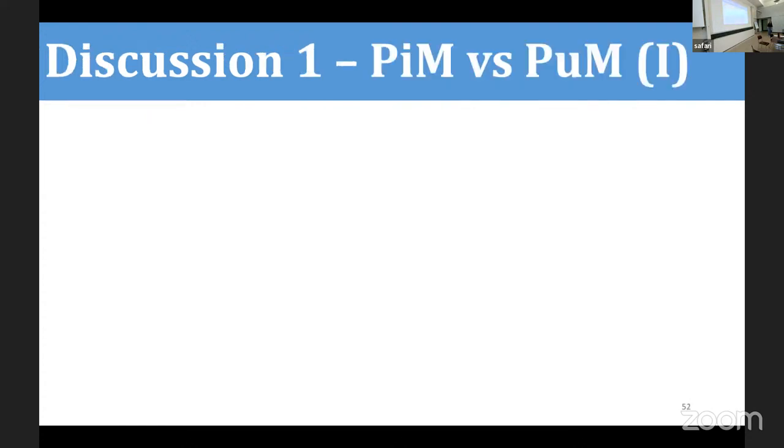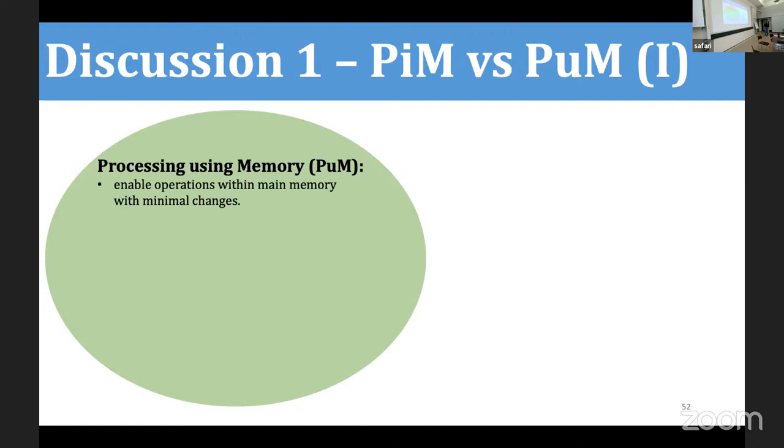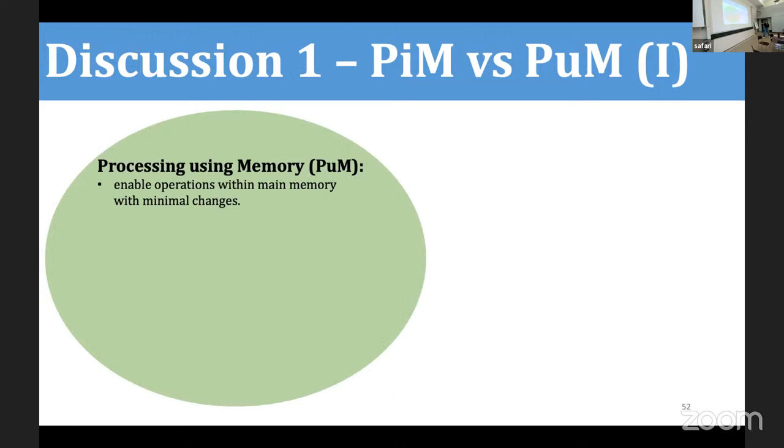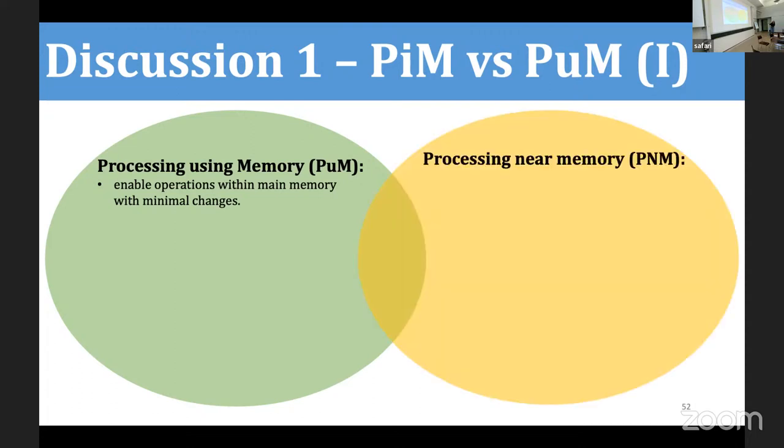So let's start with this first discussion point, PIM versus PuM. And this is because I was getting a little bit confused at a certain point. So do you know the difference? What do you think? Maybe you already know. And if there are differences, maybe they are the same thing. Okay, so let's give some definitions. Processing using memory enables operations within main memory with minimal changes. Processing near memory, does someone have an idea?